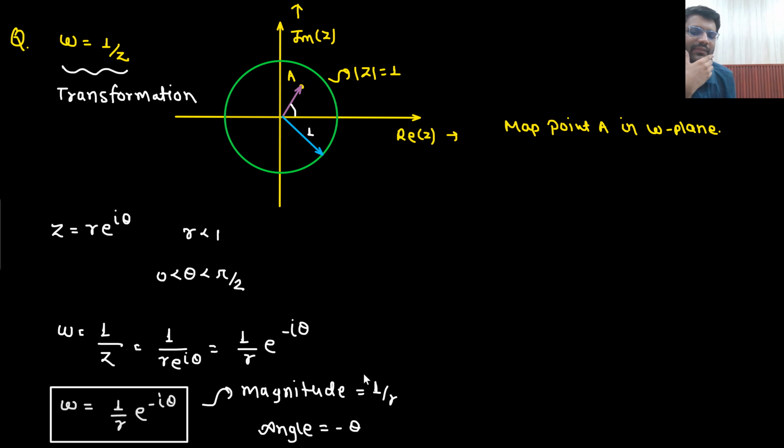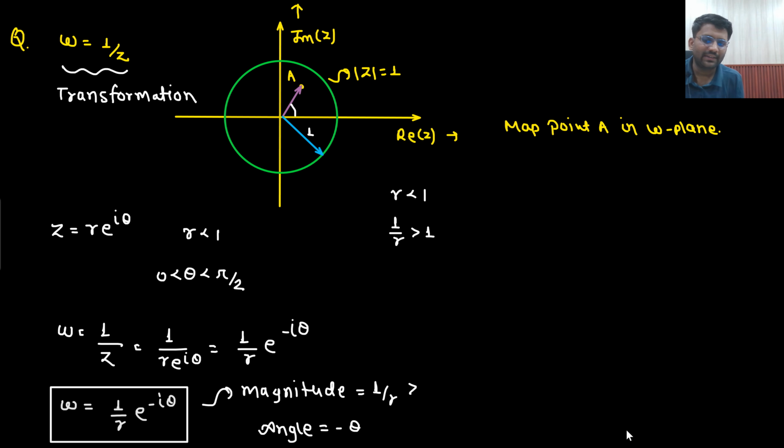So if r is less than 1, then 1 by r will be greater than 1. That means the magnitude would be greater than 1. And what about the angle? Let's just say this angle was 60 degree. Now what will be the angle? The angle will become minus 60 degree.